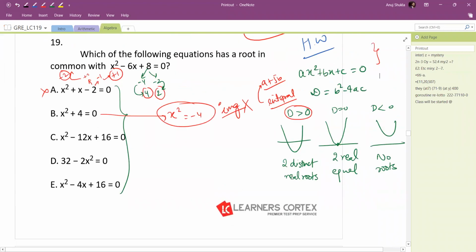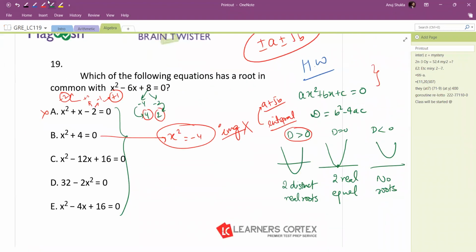So what I'm talking about is first this equation. What are the roots? It is 4 and 2, right? So what you need to check in all these other options is whether 4 or 2 is one of the roots in these equations. That is what you need to check. First, you checked the roots are minus 2 and plus 1, so obviously that is not the answer. Second one you checked, it is x square equal to minus 4. It will give you imaginary roots, so that is not the answer, right?